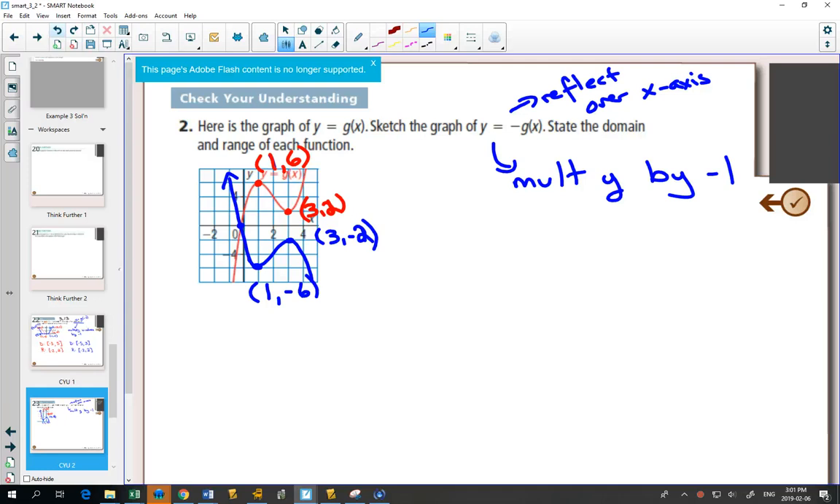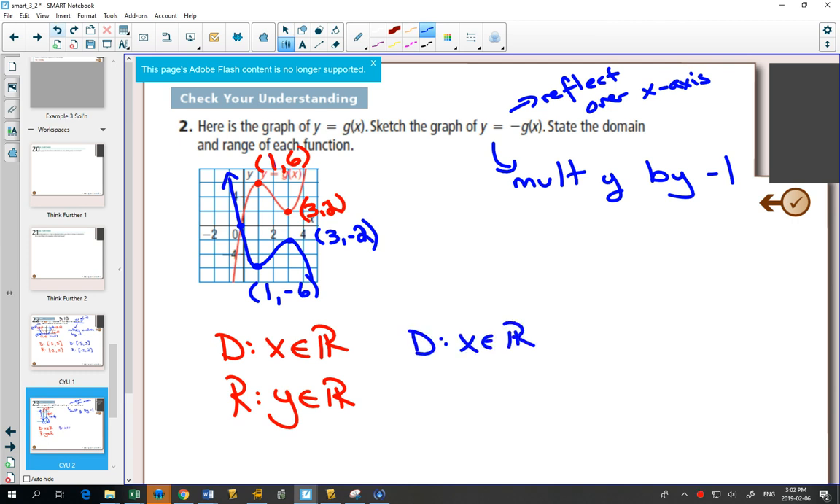Now the question said, what's the domain and range of both of these? The domain for the red one was everything, and the range for the red one was everything. And the domain and range is still everything. So that wasn't too helpful.